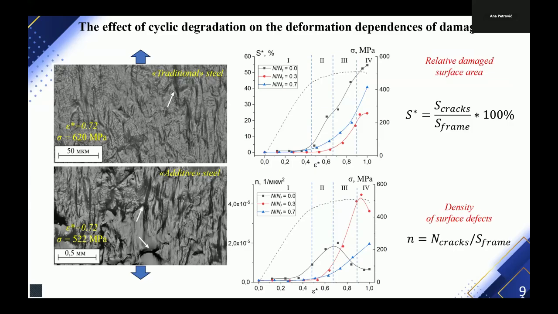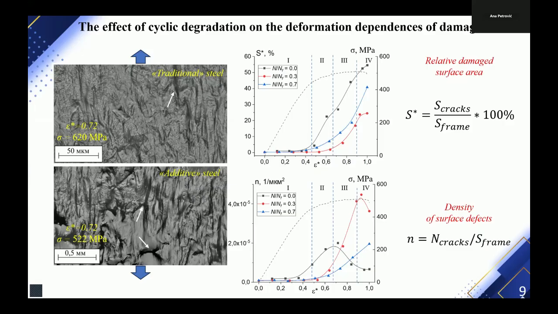You can see the curve of relative damaged surface area and the curves of density of surface defects. We can see that the biggest number of relative damaged surface area we find in the material without any cyclic tests.